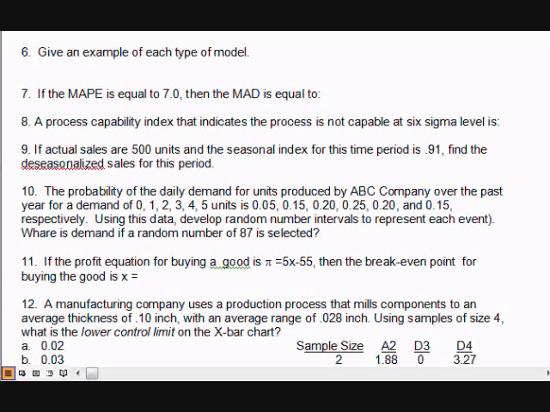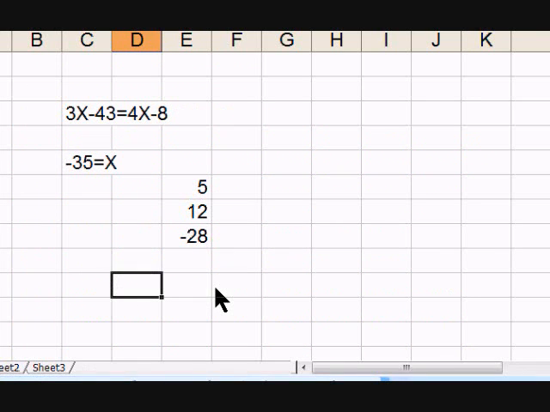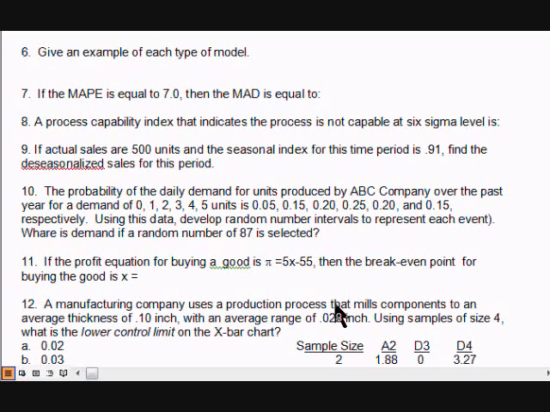But let's do it in Excel real quick. So we have 500 divided by 0.91, is 549. There you go. There's the answer. All right, back to our questions.